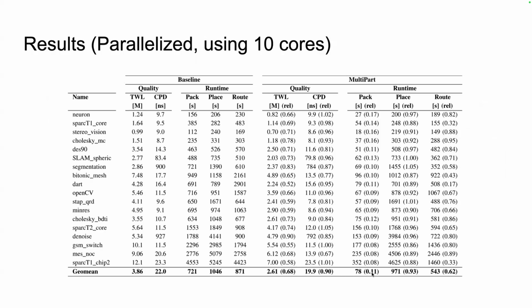So they get around 10x speed up. Routing is much better, so they avoid, I guess, a lot of congestion problems here. And wire length is also very much improved. So 10% improved in CPD, 32% in wire length, 10x speed up in pack, 40% speed up in route, and 7% speed up in placement time, which is great.